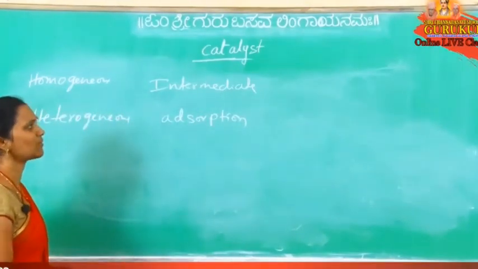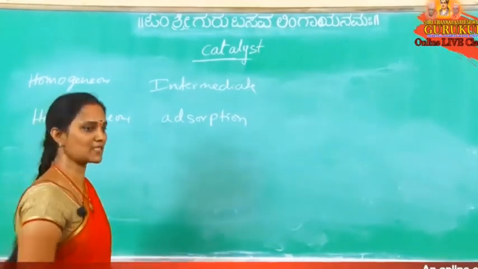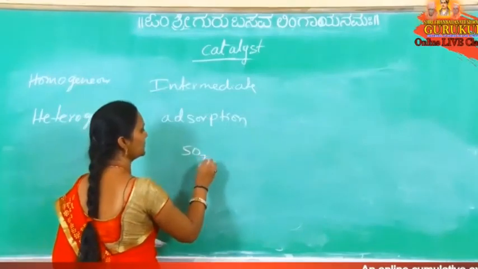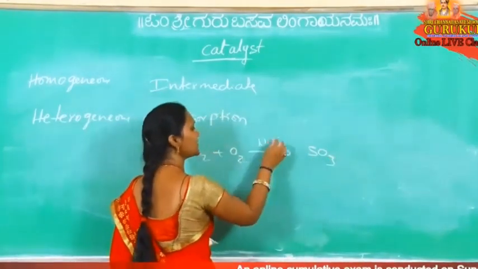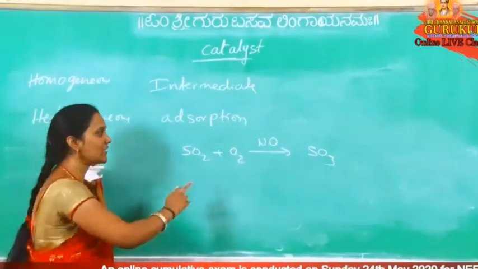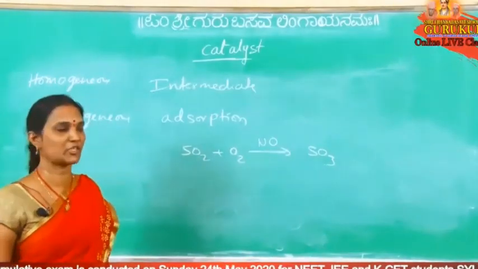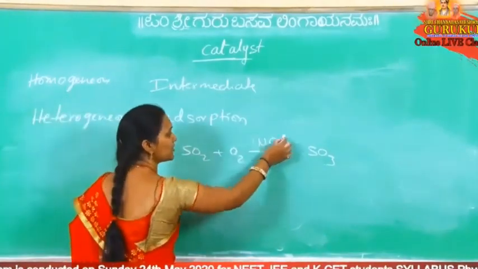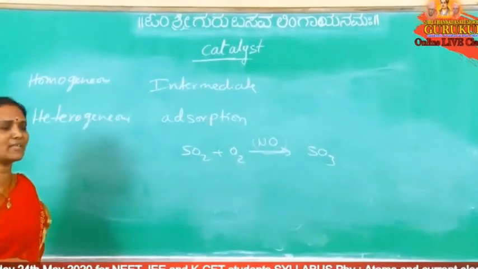So how does that intermediate compound form? Better this example only. Lead chamber process: SO2 plus O2 gives SO3. Here we are using NO as a catalyst. It is an example of a homogeneous reaction. What is the mechanism here? Intermediate compound formation. It is said that catalyst does not involve in the reaction. That is a wrong statement. Catalyst is involved in the reaction.